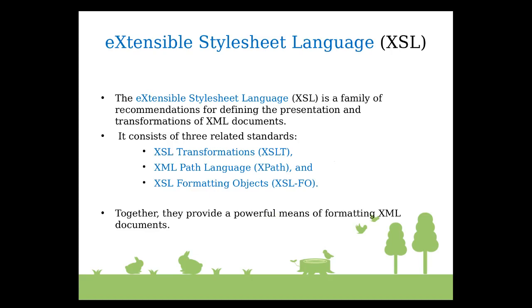XSL means Extensible Style Sheet Language, and this is a family of recommendations for defining the presentations and transformations of XML documents. It consists of three standards: XSL transformations, XML Path Language called XPath, and XSL formatting objects, XSL-FO. All these standards together provide a powerful means for formatting XML documents. But we are mainly dealing with the XSL transformations, that is XSLT.